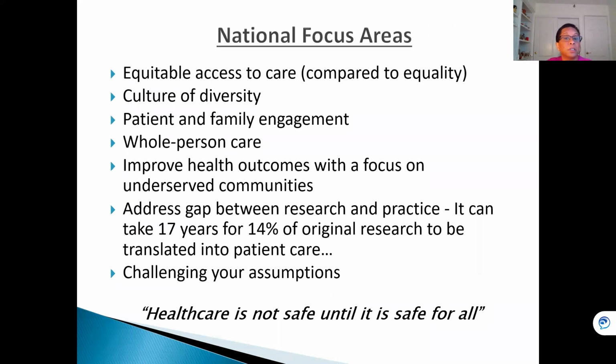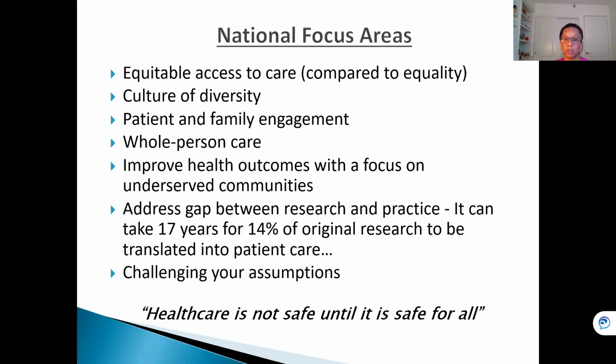So national focus, now that I'm in the government, what are some key areas that we talk about? One, focusing on equitable care, not equality, but equity. What is equity? Having a culture of diversity, keeping in mind we're a diverse population in this nation. We have to be very mindful of that when we're working on national strategies.